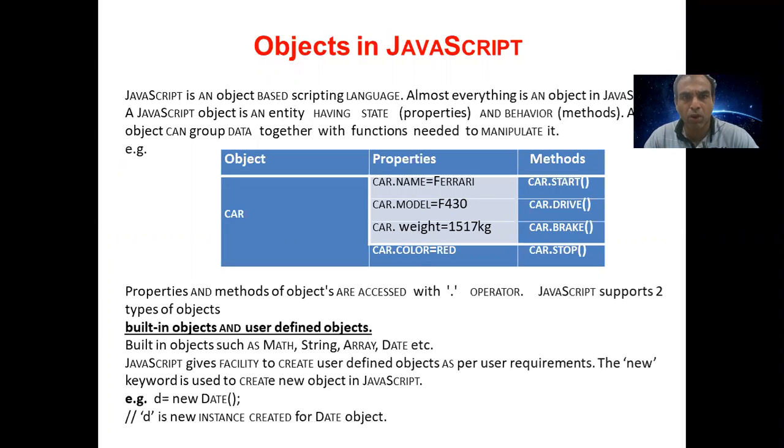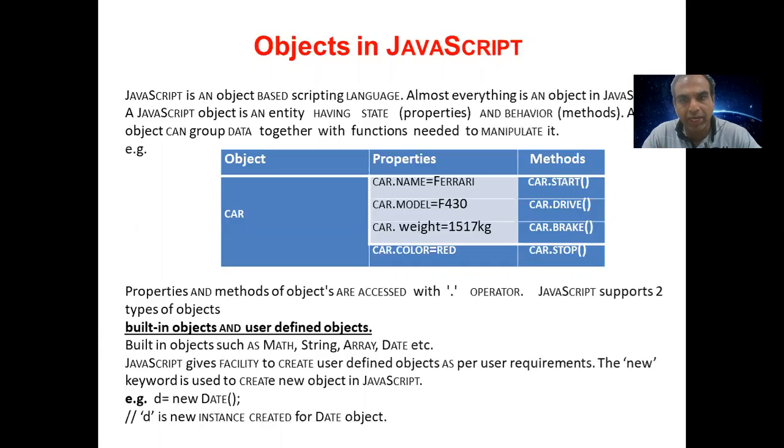And they have some properties and methods. Just like that, here it shows an example: car is an object and car.name is equal to Ferrari. That name is a property, equal to Ferrari's value. So it is separated by a dot sign. So car shows the behavior, that is the state: car.name is Ferrari, car.model is F430, car.weight is equal to 1517 kg. That is your property equal to value. So we have to write object name dot property equal to value.